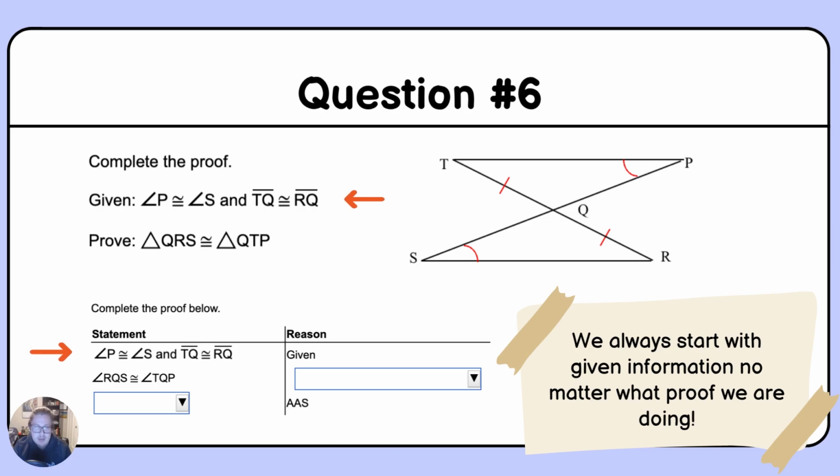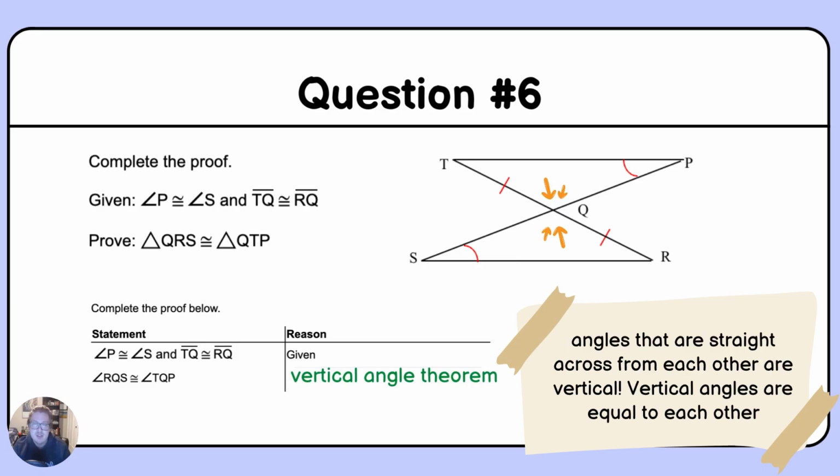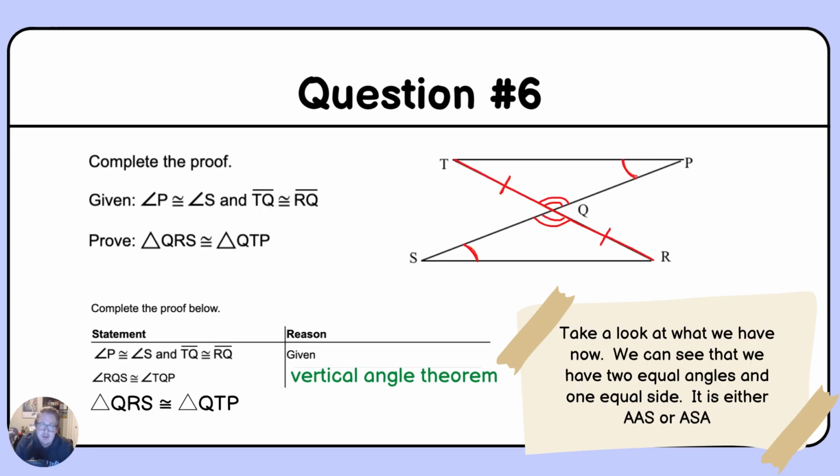That one's pretty easy. Now, how do I know that these 2 angles that I'm pointing at, RQS and TQP, are equal to each other? How could I possibly know that? There's no arc marks there, but I know they're equal because they're vertical. Vertical angles are equal to each other. You see how it creates a little bit of an hourglass shape. When it creates that hourglass shape where those angles are straight across from each other, that means they're equal because they're vertical.